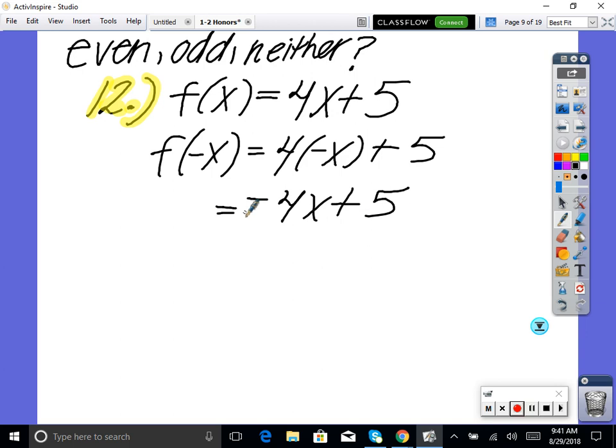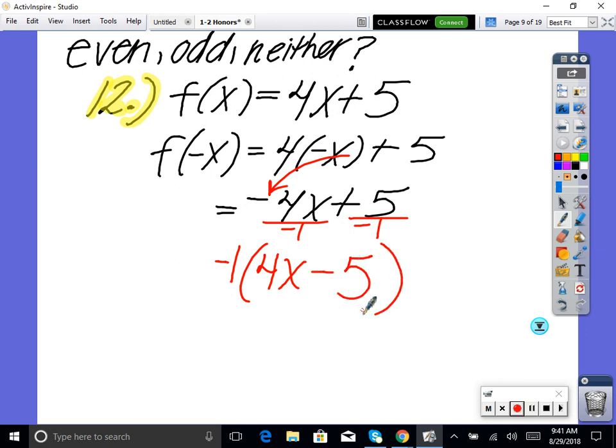You'd say, okay, I haven't simplified it all the way down quite yet because there's that negative in front, which Ms. Christensen said you can't have. You've got to factor it out though. So we're going to pull out a negative 1 in front. So divide by negative 1, divide by negative 1. So then left would be 4x minus 5. Okay, now we have simplified it completely.